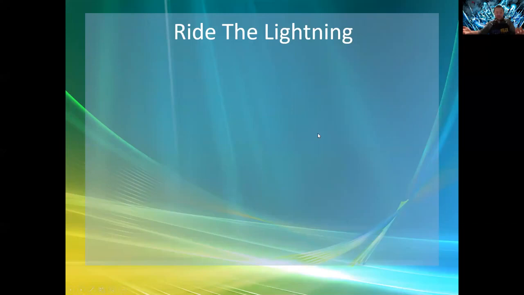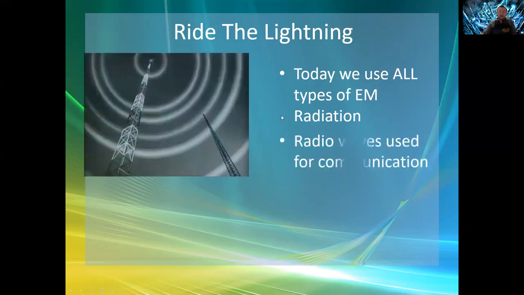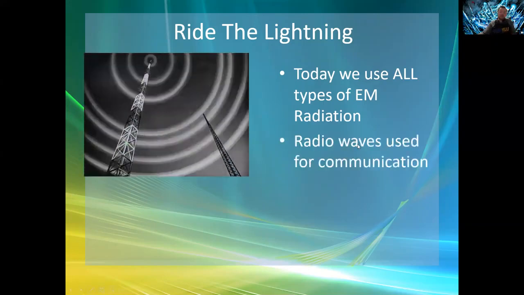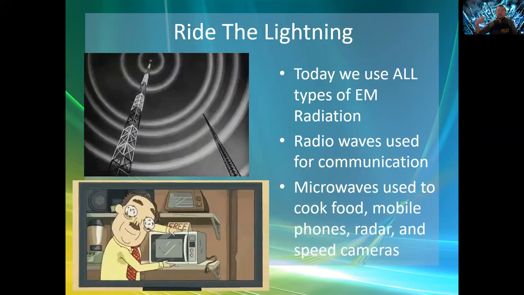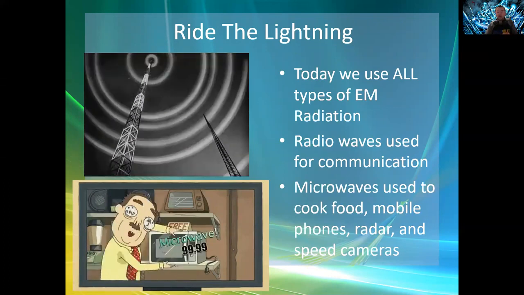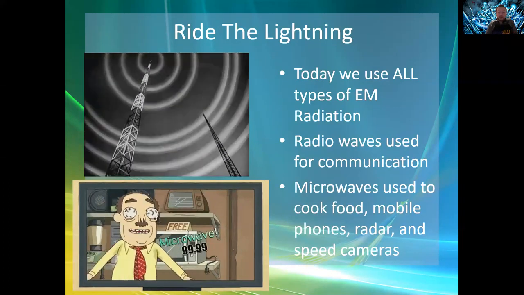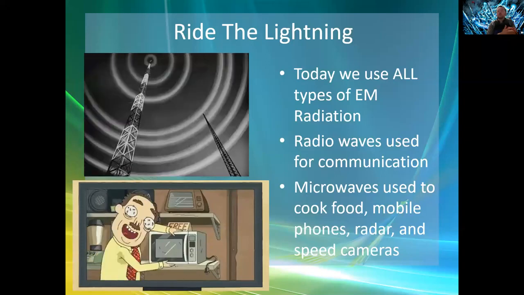So what do we do with all of this? What is EM radiation for? Well, we use every bit of it. Humans, in our ingenuity, have found ways to use all portions of the EM spectrum to our benefit. For example, radio waves are used for communication. Things like your radio stations, you pick up through radio waves. Your internet, your wireless internet, your cell signals all go through radio waves.